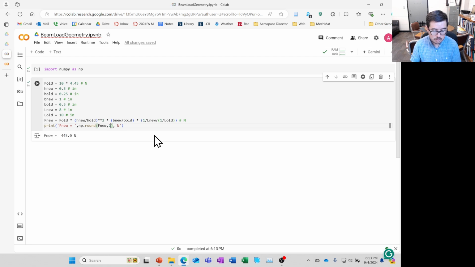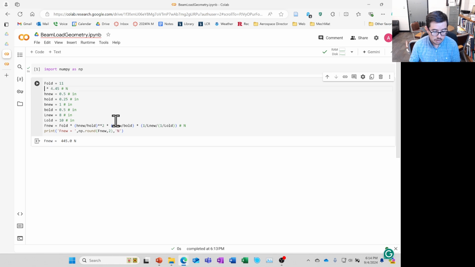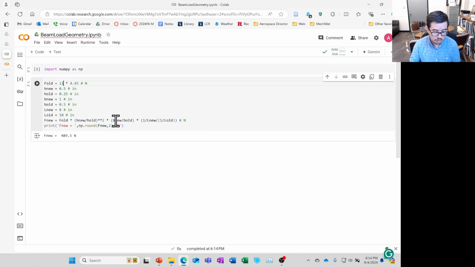I can go 2 decimal points. Actually, why? Oh, it's just because it comes out to be 445, I think exactly. Yes, it does, because what you see here is that this whole ratio ends up being a factor of 10, and it's going to be 445. So it went from 44.5 to 445. So it doesn't really matter now. But maybe if I change this number a little bit, if I go to like 11, let's see what happens. I get 489.5. Let's do 11.1. Yeah, so now it goes to 2 decimal points.